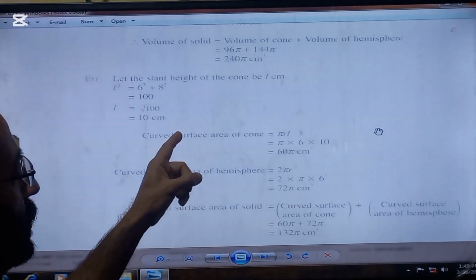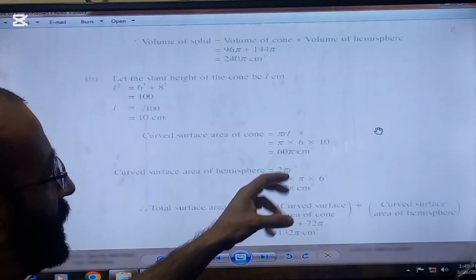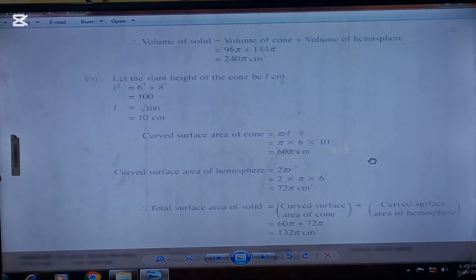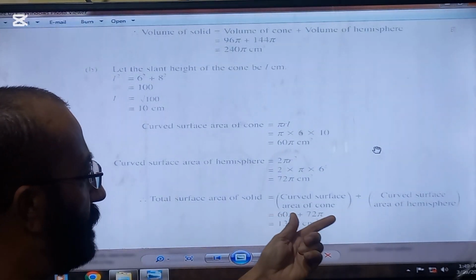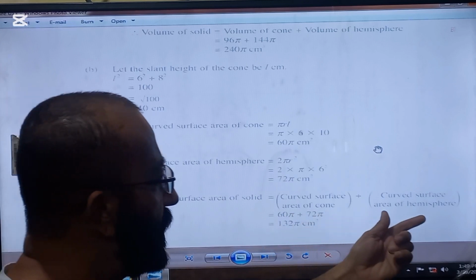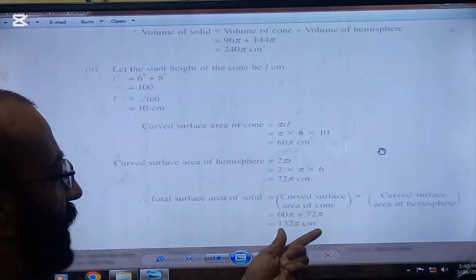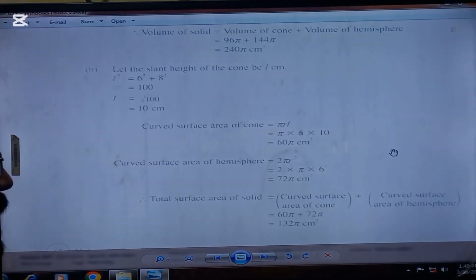Now add up these two surface areas of the two different shapes to get the surface area of the full figure. So apply these values in the formula, that is curved surface area of the cone plus curved surface area of the hemisphere, and you will get the answer, that will be 132 pi.